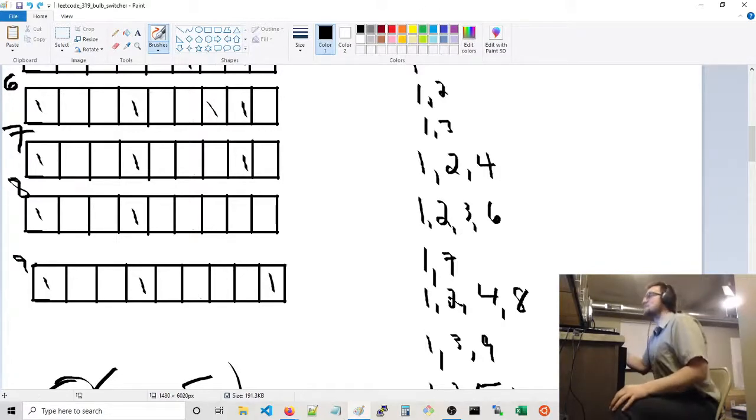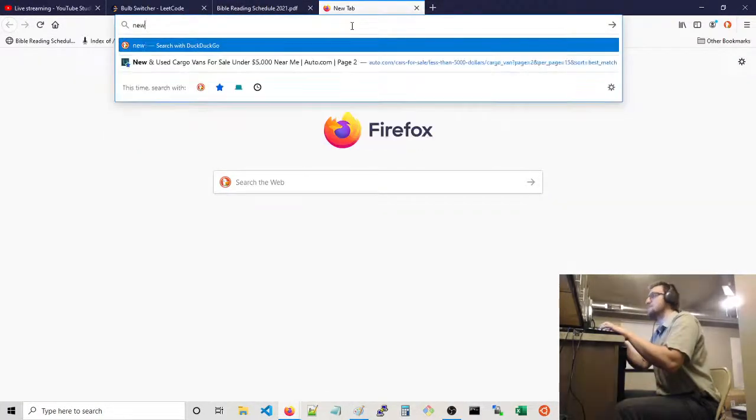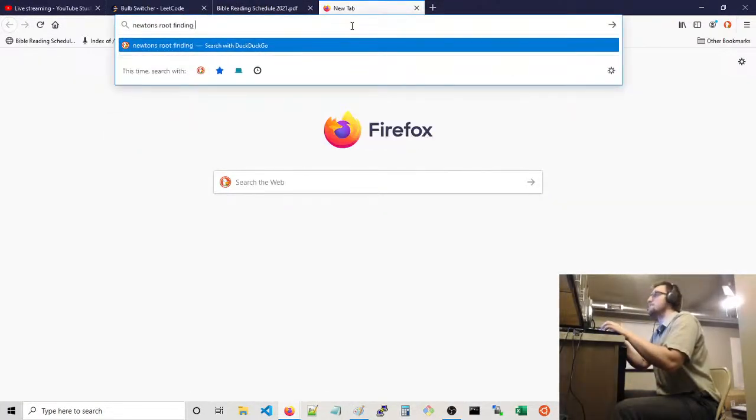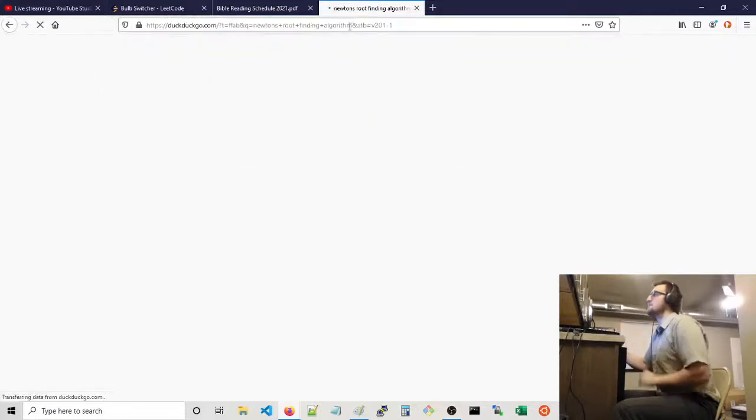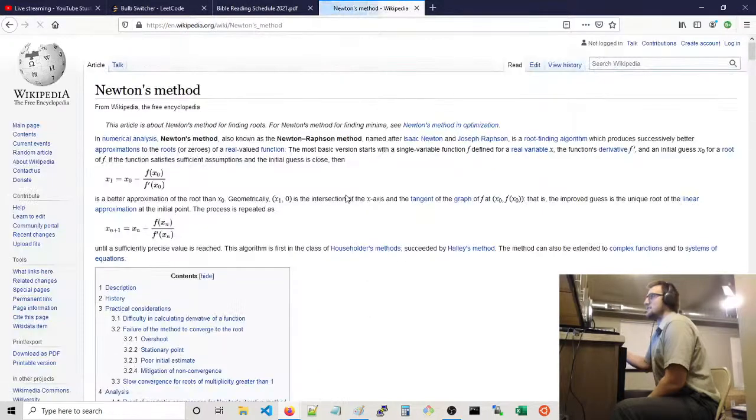And you can calculate the square root of n a little bit more efficiently than this using Newton's root finding algorithm, which I don't remember exactly. The last time I did this, I kind of messed it up.